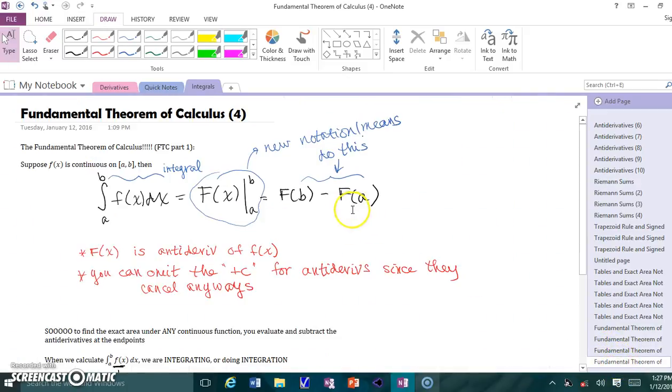This, drum roll, get the horns playing. This is a huge moment for you guys. Fundamental Theorem of Calculus, Part 1, FTC. f of x has to be continuous. Keep that in mind. We're on the interval a to b.